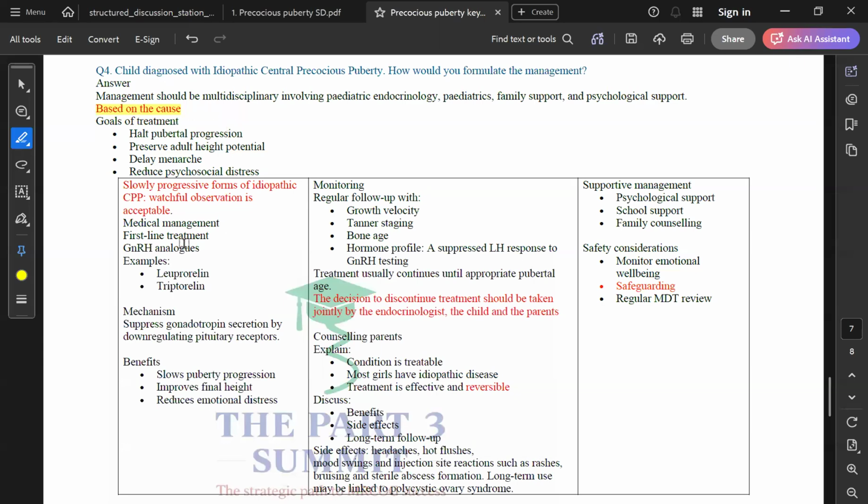Because of course, all of you will mention the medical management, all of you will mention the GnRH analogs, okay? And well-prepared candidates might also mention the doses for these drugs, and the side effects for these drugs, all right? But you should never miss this point: based on the cause, I will manage. Sometimes if the patient has a slow progressive form, watchful observation is also acceptable. This is another point which can be missed. So these are the points which show that you have a better understanding when compared to your peers, right?